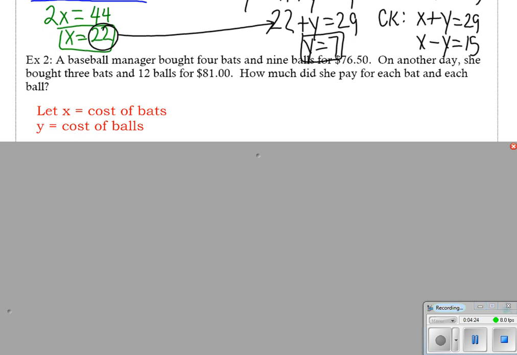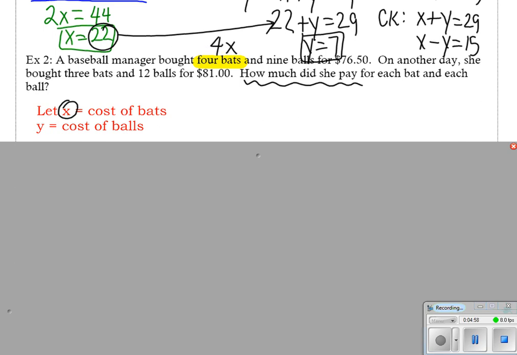So there's my let statement. I'm going to let x equal the cost of the bats, and I'm going to let y equal the cost of the balls. Now, I know it's cost because if I read on, it's saying how much did she pay for each bat. So if we read very closely, and I want to highlight what I'm looking at so you look at the same thing. She bought 4 bats, and I know bats, according to my let statement, is x. She bought 4 of them.